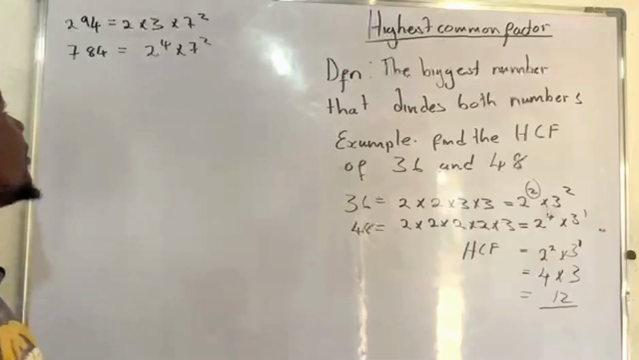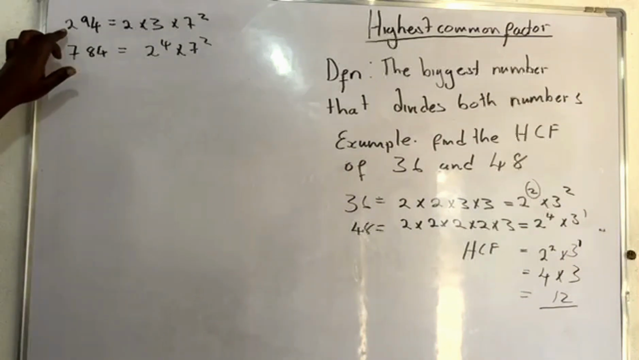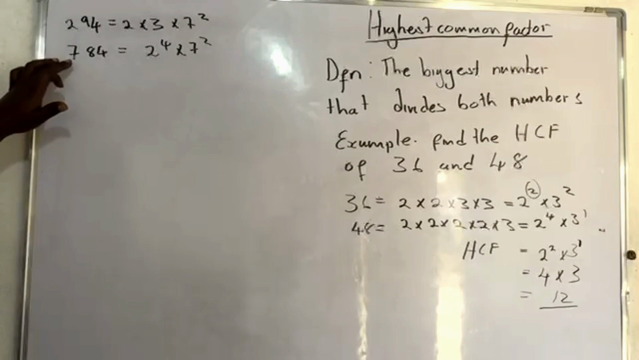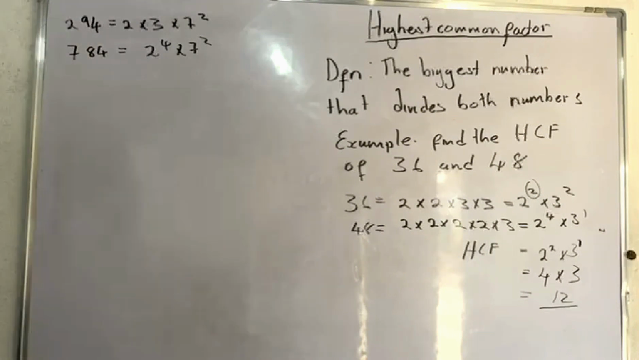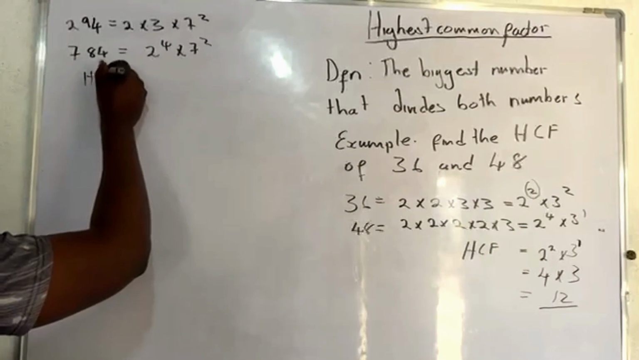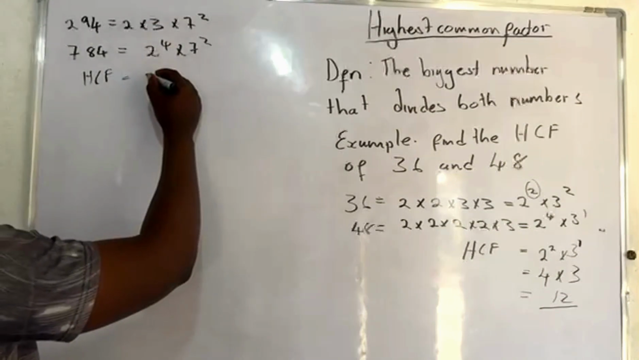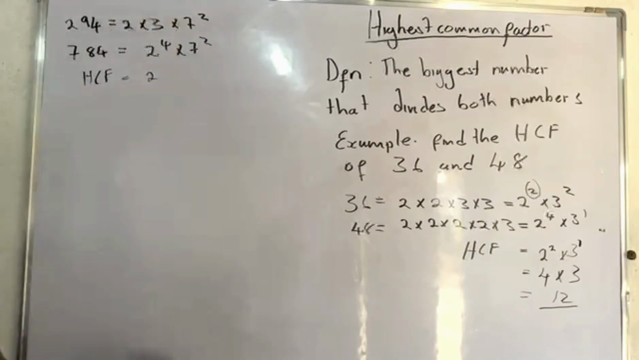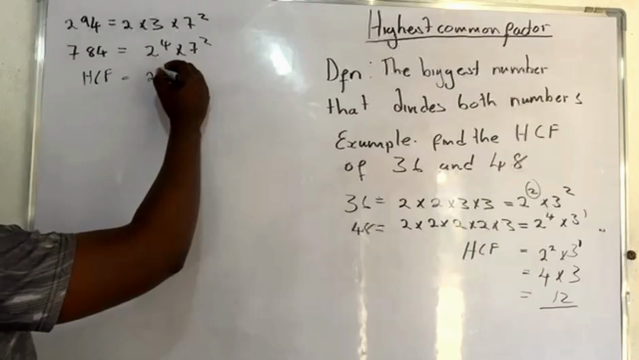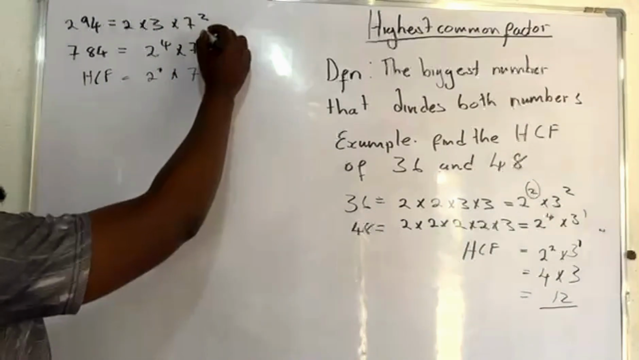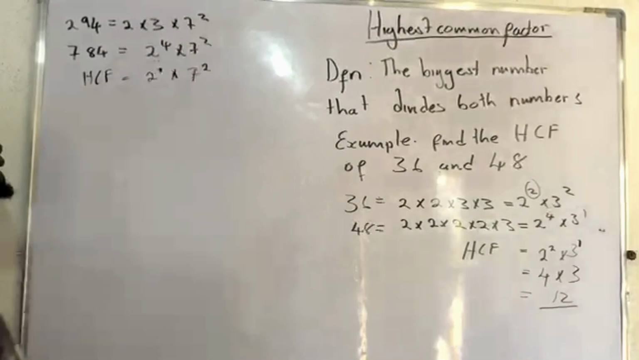So let's move on to an example that we did in the last video where we expressed 294 as a product of prime factors, and we also expressed 784 as a product of prime factors. So we write highest common factor. We take the common number 2, then we take the lowest power. The lowest power here is 1. Then you take the common number, which is 7 again. Then you take the lowest power, which is 2.